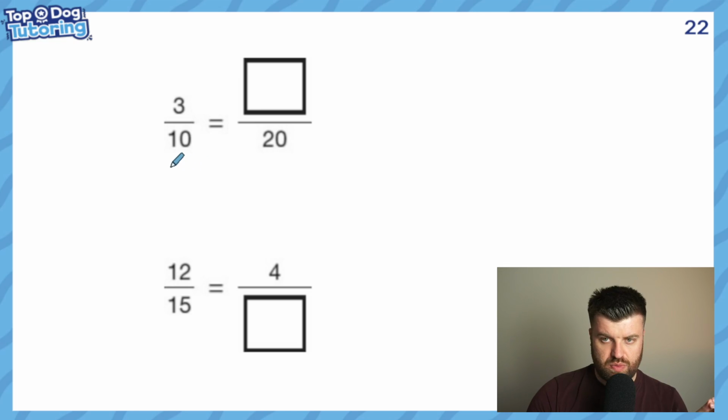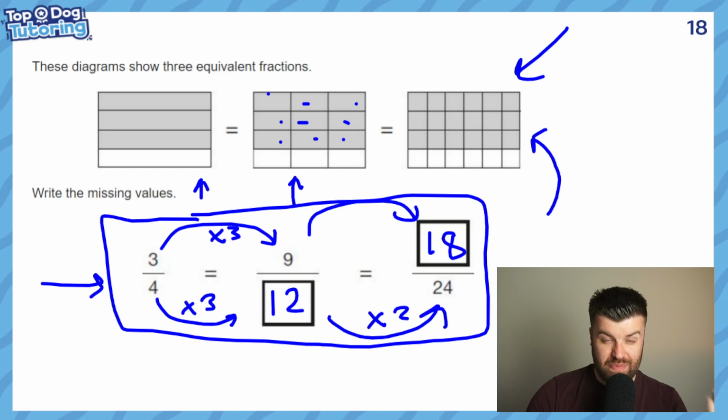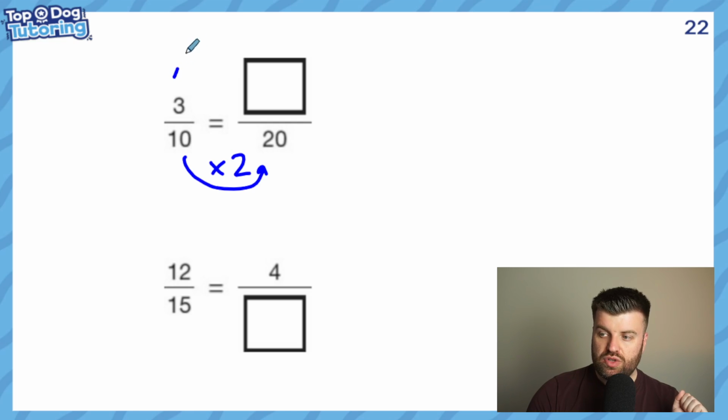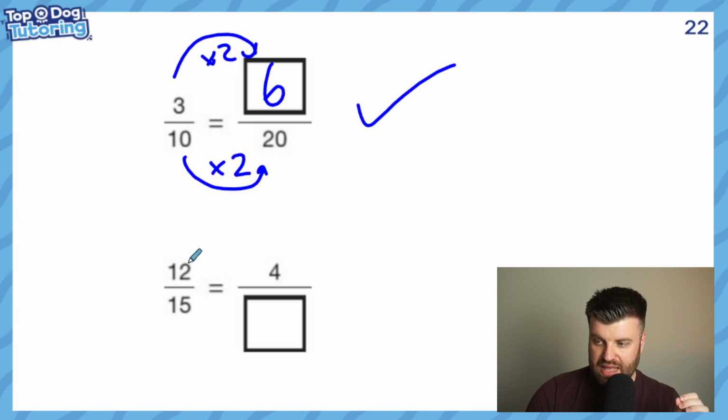If you know how equivalence works, we looked earlier, didn't we, at a question, this one, where it gave you the pictures as well, and you could rely on the pictures. Here, you can't do that, okay? You need to know that for a fraction to be equivalent, whatever we do to the denominator, we must do to the numerator. 10 to 20, multiply that by 2. Do the same to the top, multiply that by 2, and we get 6. Done.